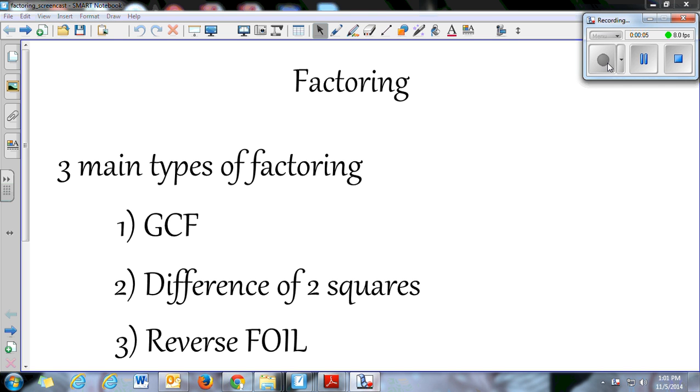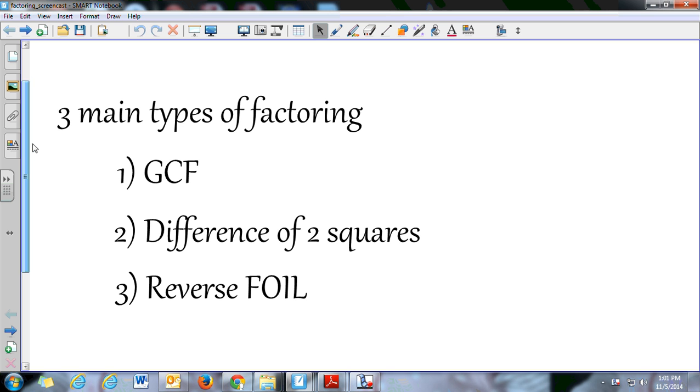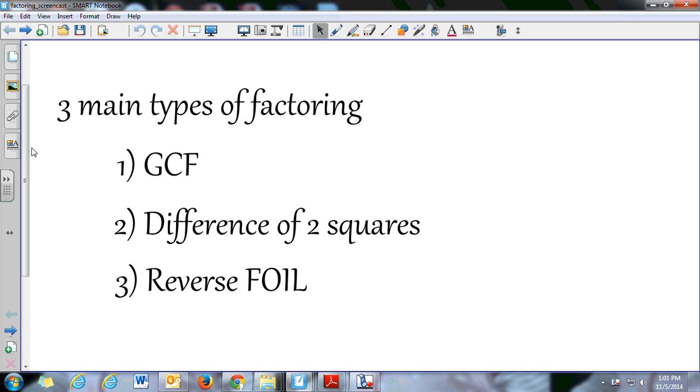All right, factoring. Overview on factoring from Algebra 1. Three main types of factoring that you're going to encounter in this review for the most part. 1, greatest common factors. How do you factor the greatest common factor? What does your polynomial have in common between each of the terms that are in it? What can we divide out?